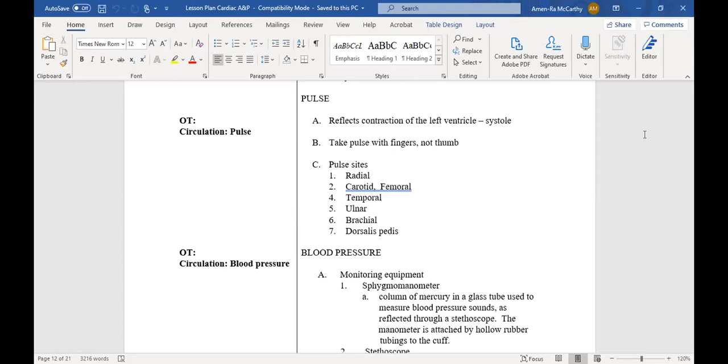So if I say palpate the patient's radial pulse, or palpate the patient's carotid pulse, their femoral pulse, palpate the temporal pulse, palpate the ulnar pulse, or palpate the brachial pulse, or the Dorsalis Pedis pulse, okay? All of those pulse sites are arteries.